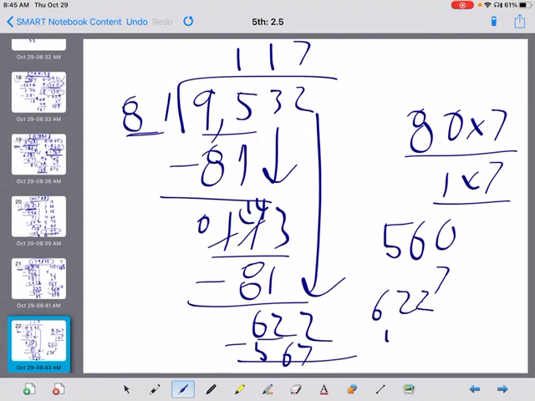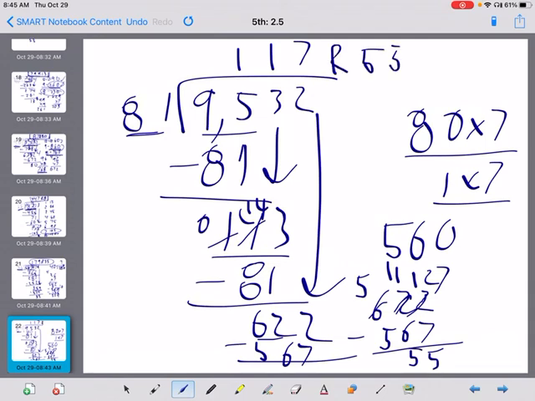My work is too long for this one. 567. This becomes 12. This becomes 1. 12 minus 7 is 5. This becomes 11. This becomes 5. 11 minus 6 is 5, so that's what my remainder is. Remainder 55. 117, remainder 55. All right, you should be good to go on your assignment.